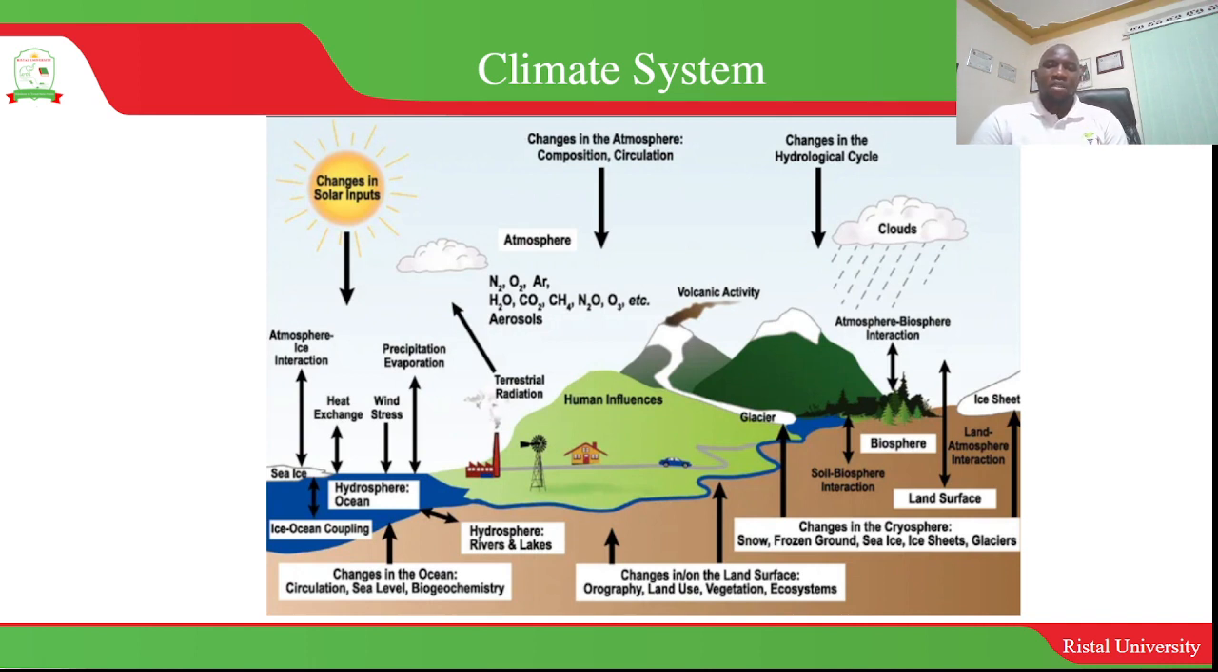So the rays from the sun carry energy that is absorbed by the Earth's surface, which also reflects part of these rays. You can see these rays come from the sun, and then the different components, that is the land and the water bodies, absorb some of this heat, and part of this heat is also reflected back to the atmosphere.